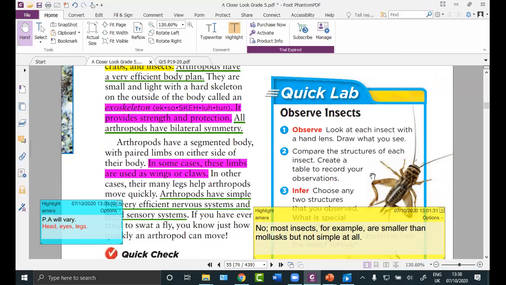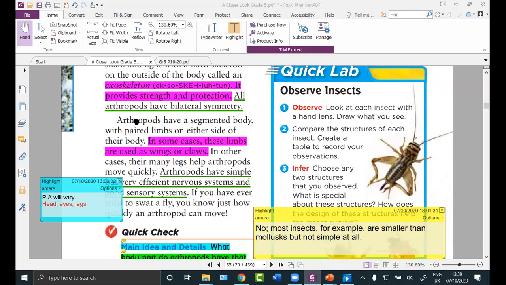Mister, can you give us the permission to change the name? Yes, I allow participants to rename themselves. Thank you. Now, arthropods. Read arthropods.